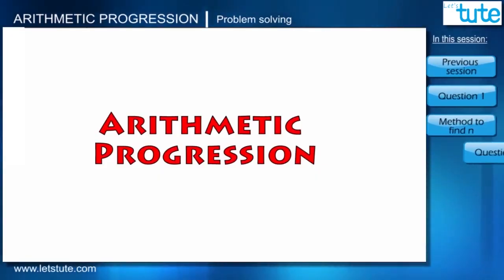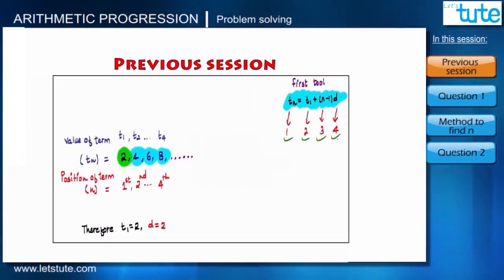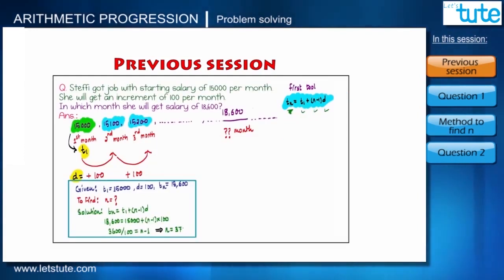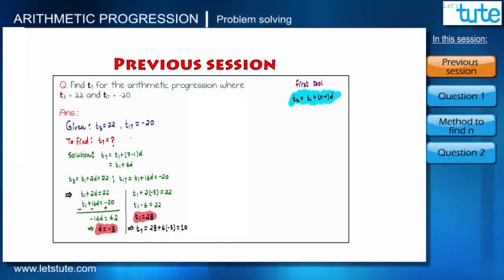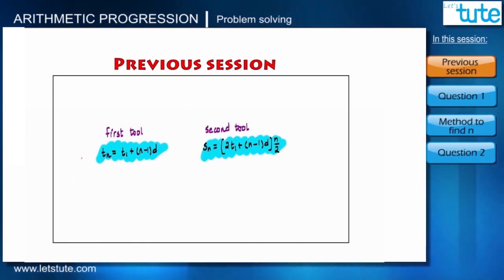As we have learned in our previous session how to identify basic parameters from different scenarios or situations, and even solved some of the questions for better understanding. So friends, we know that we have two fundamental formulae, Tn and Sn.